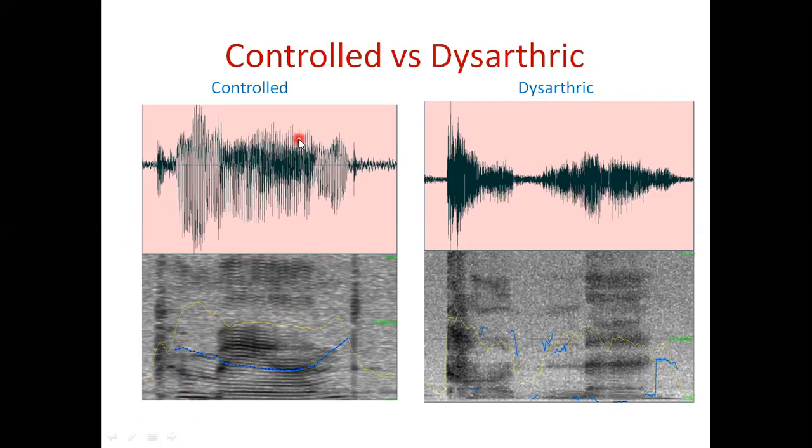This is time representation. This is time frequency representation. Now, why am I showing you these time frequency representations of both control as well as dysarthric speech?